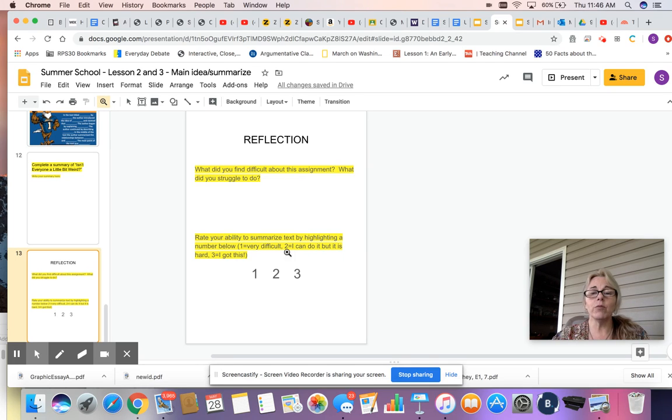And then rate your ability to summarize text, okay? How well do you write a summary? This is a very important skill, so we want you to be at least in this 2 to 3 range if possible. But if you are in this 1 range, do not feel bad. Do not feel like you are a failure. It simply means that we need some more support, and I need to help you find that support.